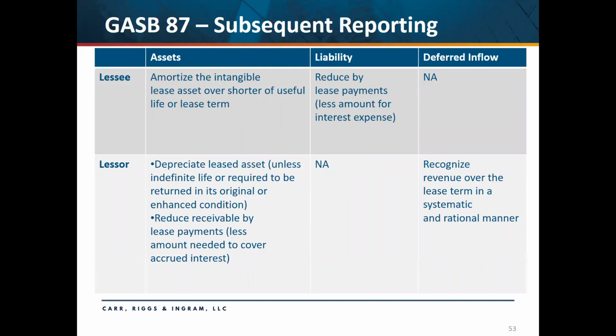So once you've had your initial recording of the lease, the lessee will amortize the intangible lease asset over the shorter of the useful life or the lease term, and you're going to reduce the liability by the lease payments. For the lessor, you're going to depreciate the leased asset unless it's some type of indefinite life. So for the majority of them, you're going to just depreciate the leased asset and reduce the receivable by lease payments. At this point, you will recognize revenue from the deferred inflow over the lease term in a systematic and rational manner.